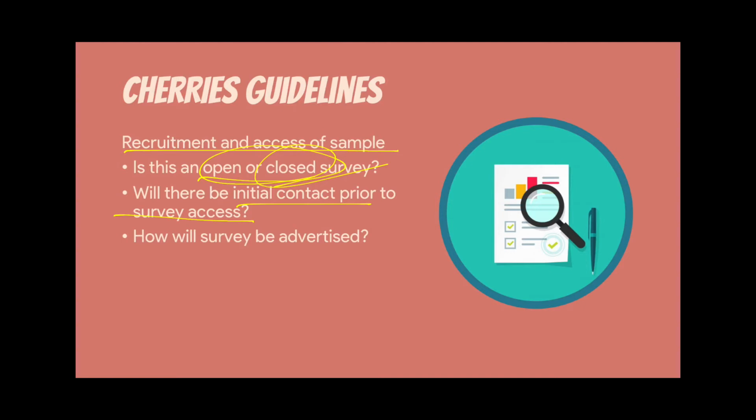Or, for example, you have a different relationship with them first before they become your respondents. For example, your classmates. So you had an initial contact with them as classmates. You may recruit them separately, and then afterwards you give the link. That's the time you provide the link. And then, how will you advertise the survey?